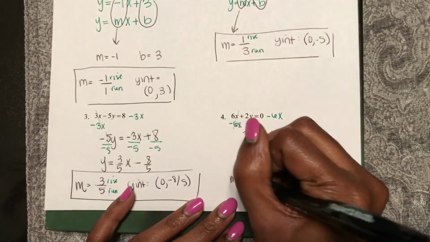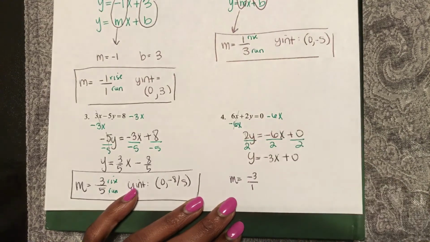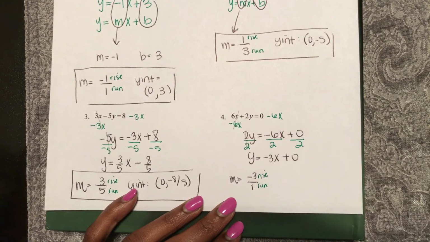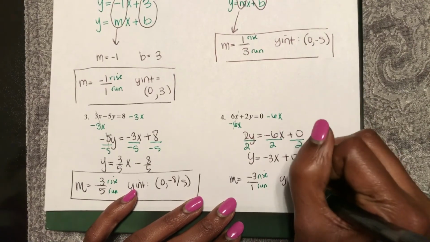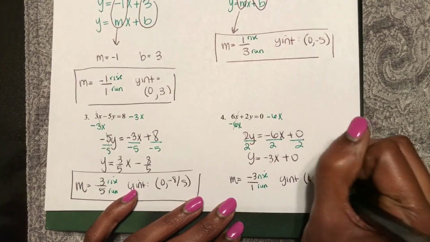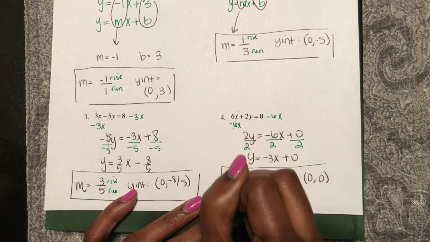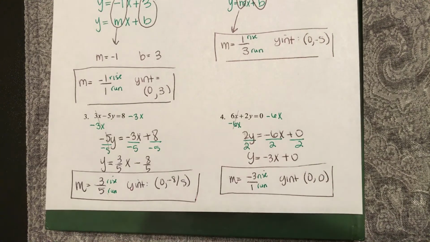So what's my slope? Negative 3 over 1 as a fraction, rise over run. And my y-intercept is when x is 0 and my b value. So my y-intercept is the origin.